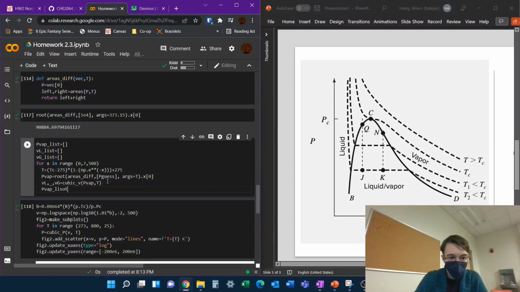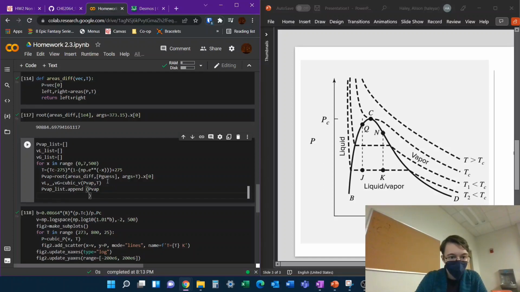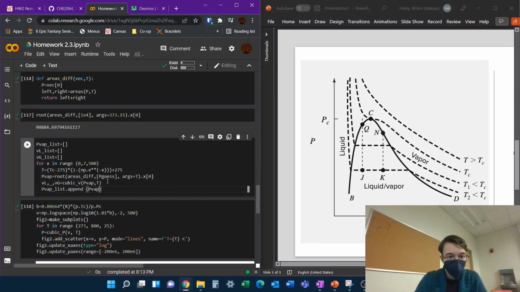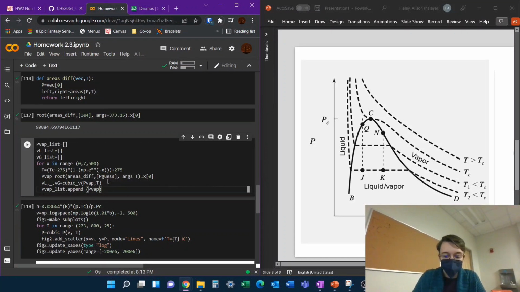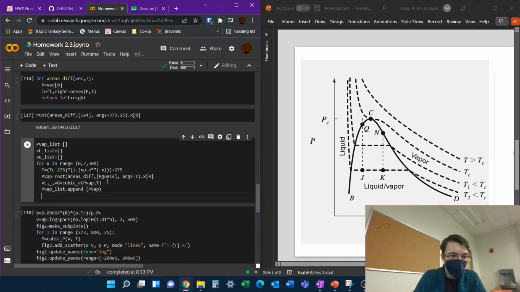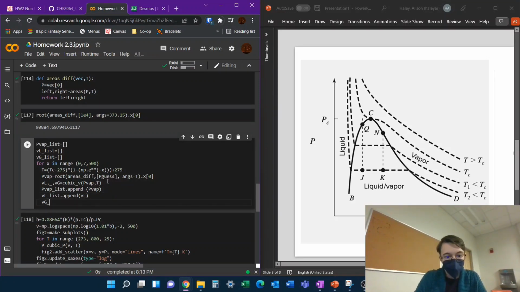So pvap list dot append pvap, and then the liquid volume list append the liquid volume, and then VG list dot append the gaseous volume. Okay, so now we'll have that.